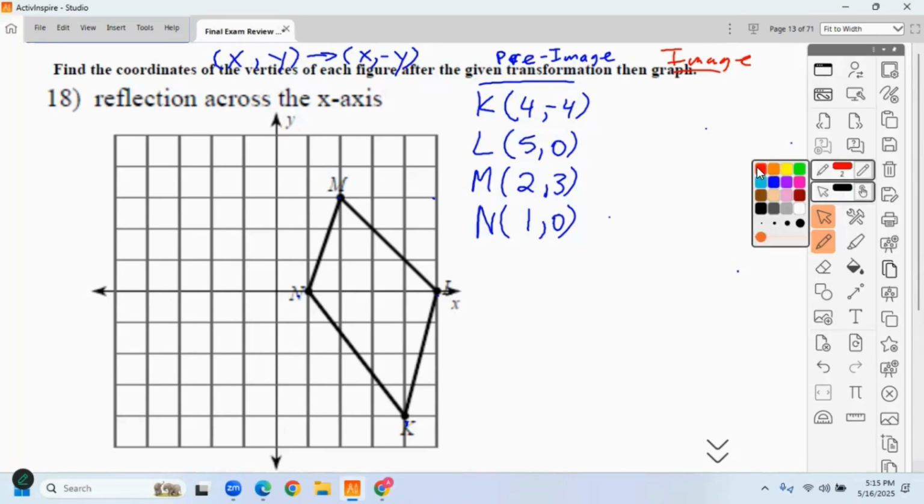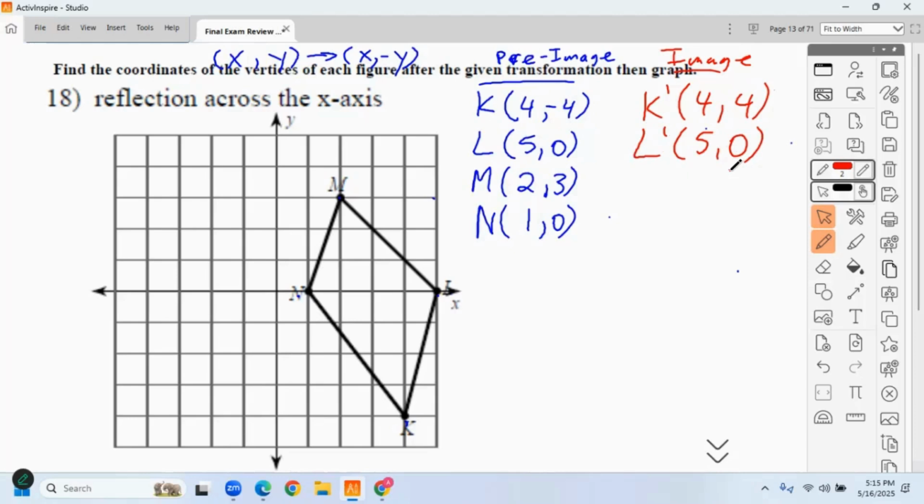Now let's see what we want to do here with the actual image, as far as how we're going to change this. K prime: we're going to keep the 4 and we're going to get a +4 here. L prime, we're going to keep the 5 and we're going to have a 0, which is not going to really change. M prime, we're going to have a 2 and then -3. And right here with the N, we're going to have a 1. But notice the opposite of 0 is just 0. So that's what we're going to have there.